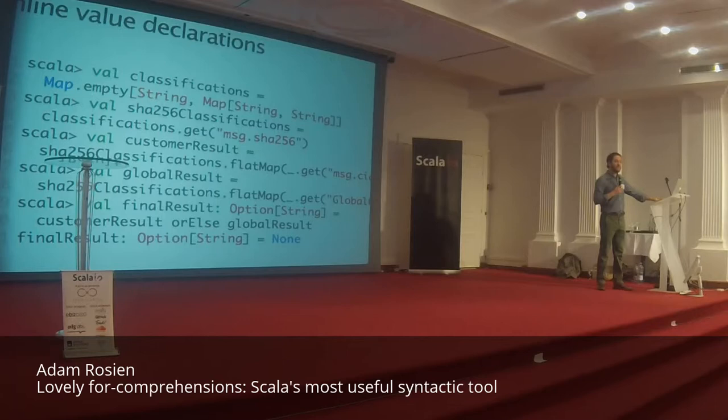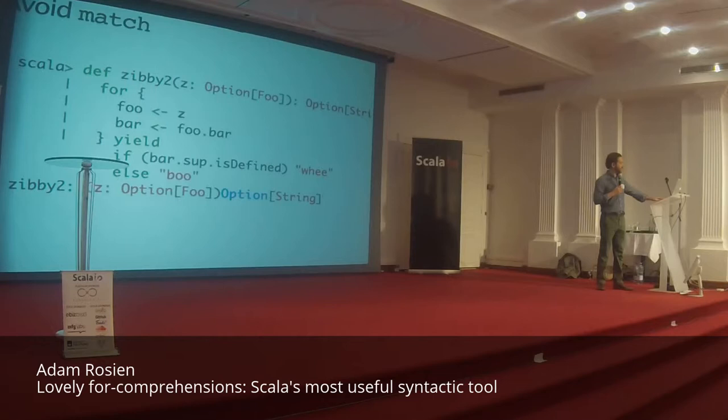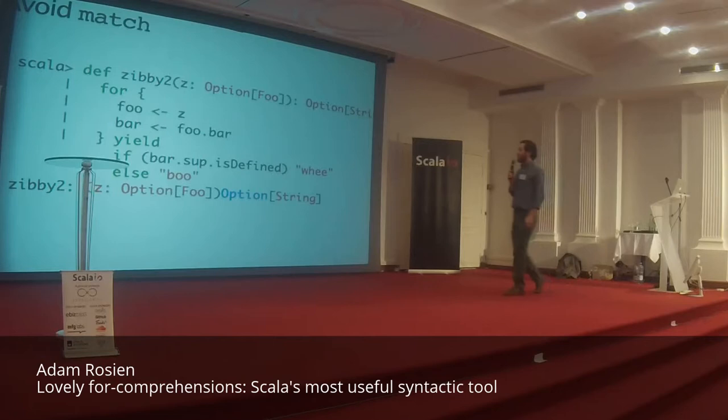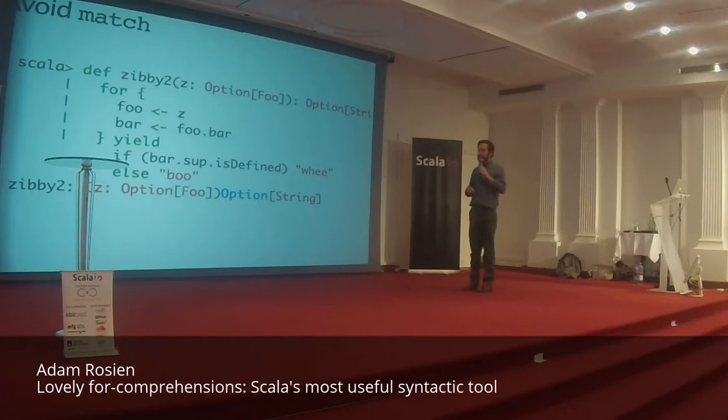Why don't you use get or else instead of listing? In this code? Yeah. Okay. So the return value, the type that this function returns is actually option string. So it's different than the original code. The original code had that.